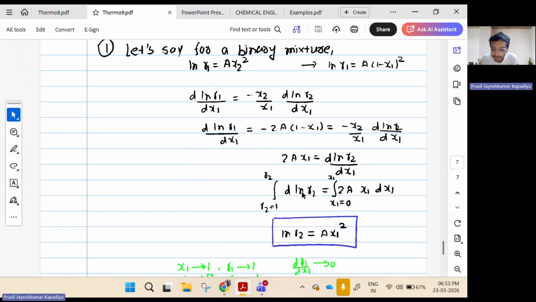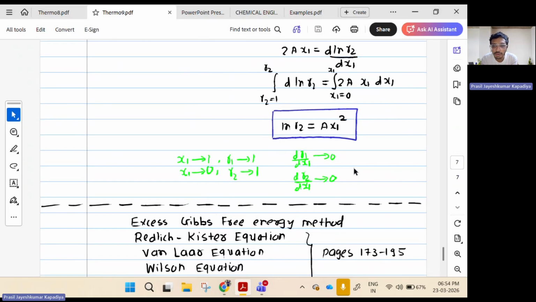Okay, so we are left with the integral of the differential of ln gamma 2, which will be just ln gamma 2. So we have ln gamma 2 minus ln 1. So ln 1 is 0, so this term we don't need. So we are just with ln gamma 2 is equal to 2a x1, integration of x1 is x1 squared divided by 2, so 2 cancels out. So it is a x1 squared, lower limit 0, upper limit x1. So we are only left with ln gamma 2 is equal to a x1 squared.